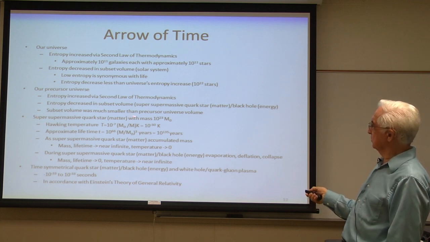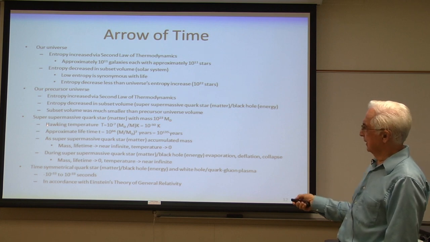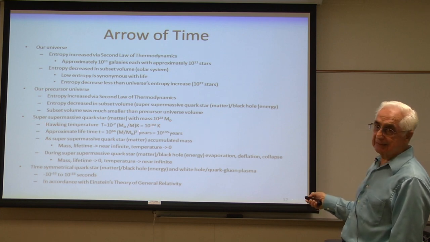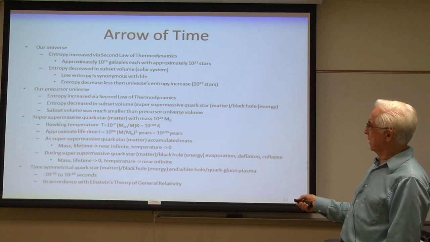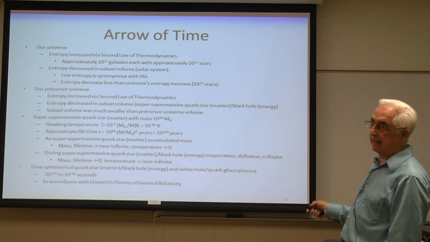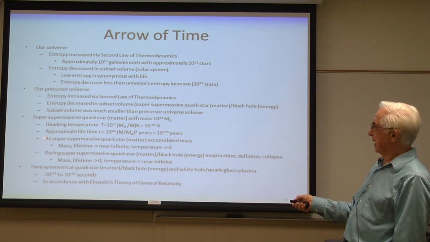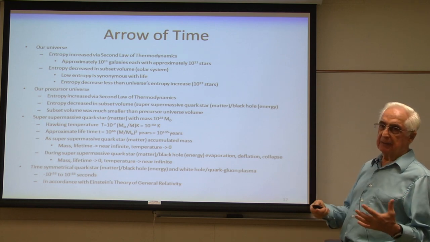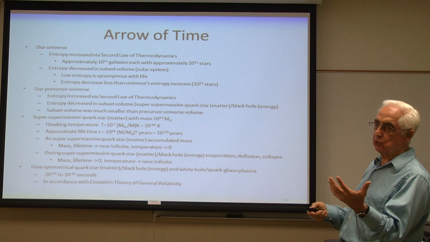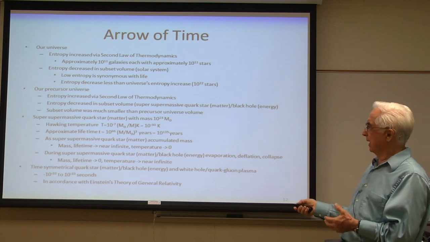For a supermassive quark star matter with a mass of 10 to the 23 solar masses, the Hawking temperature is near zero. It's 10 to the minus 30 degrees Kelvin, and the approximate lifetime is near infinite, 10 to the 135th years. As a supermassive quark star matter accumulated mass, the mass and lifetime approach near infinite, and the temperature approaches zero.